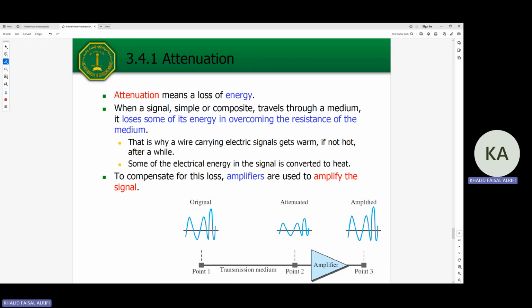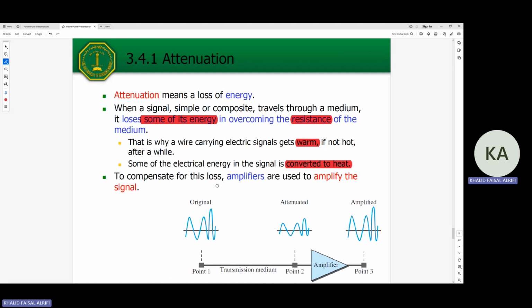Attenuation means a loss of energy. When a signal, simple or composite, travels through a medium, it loses some energy because it is resisting the medium. That is why a wire carrying electrical signals gets warm. Okay. Some of the electrical energy is converted to heat, as we know.